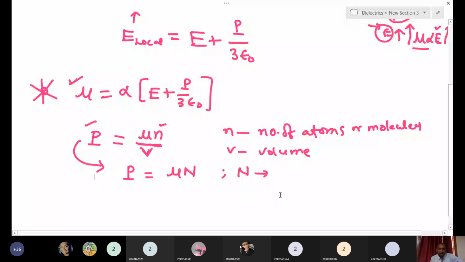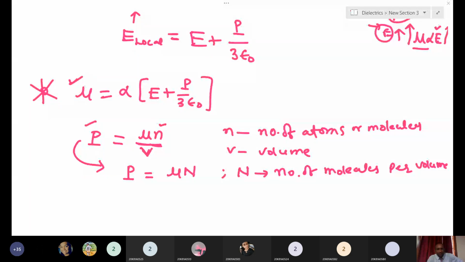Now you have the polarization and the dipole moment. Again, what is the equation? Mu is equal to alpha into E local. Already we have substituted alpha, which is equal to this equation.